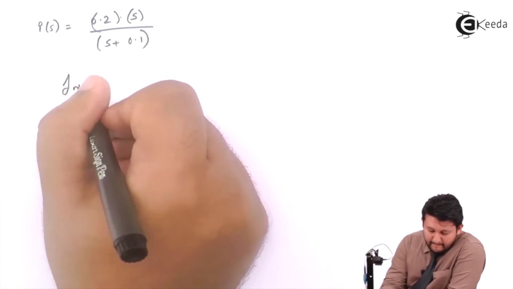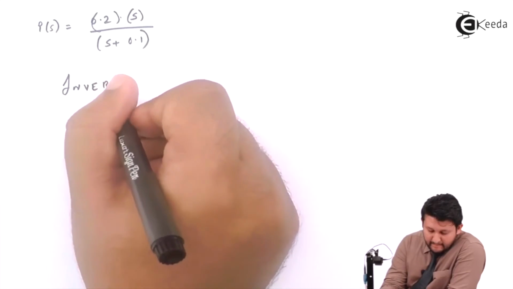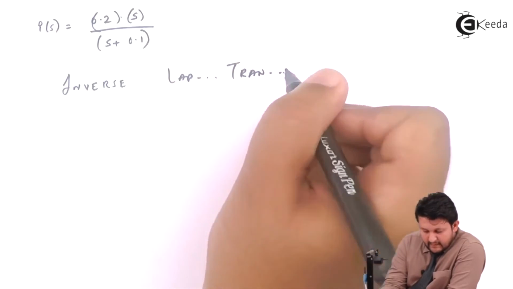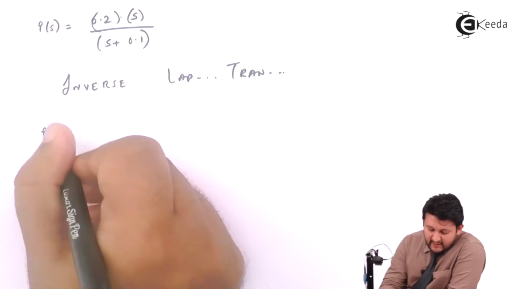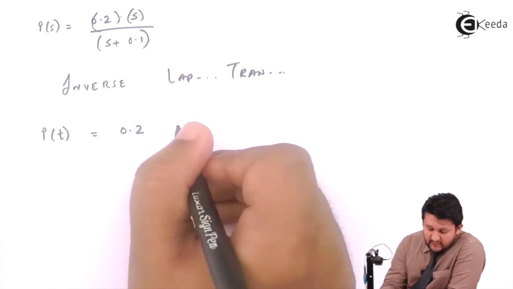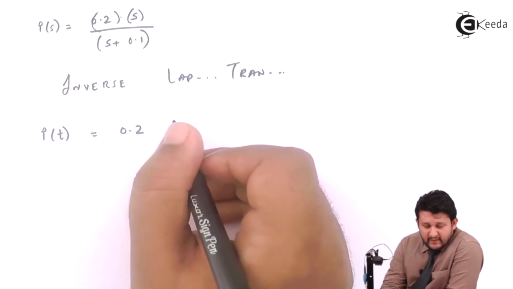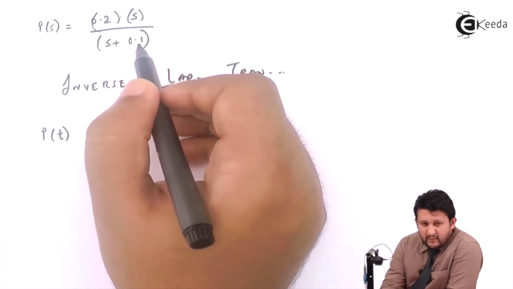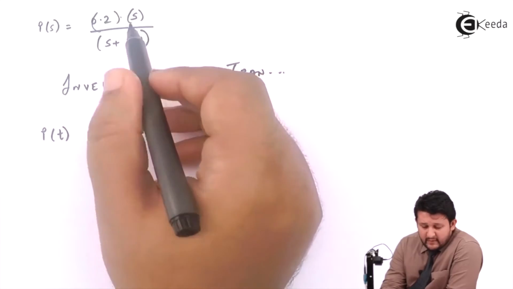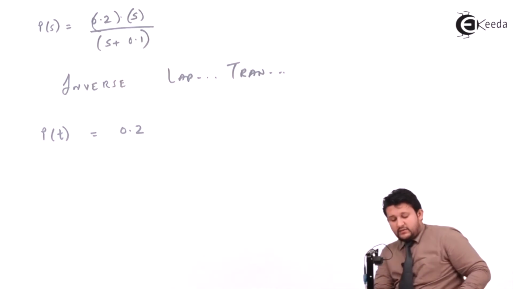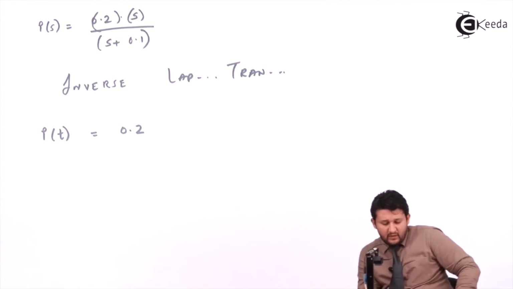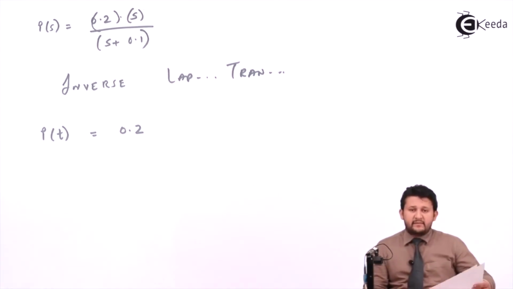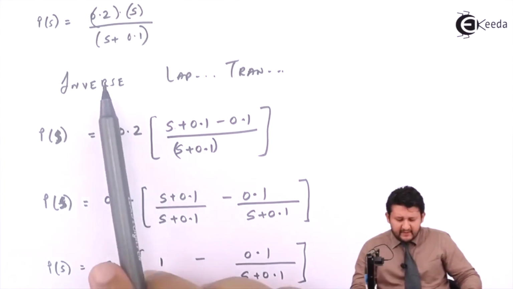So apply inverse Laplace transform. You get I of t from I of S. 0.2 is constant, right? So you have S upon S plus 0.1. So how do you go over it? In this kind of sum, always you have a formula of 1 upon S plus 0.1. So let's apply the inverse.